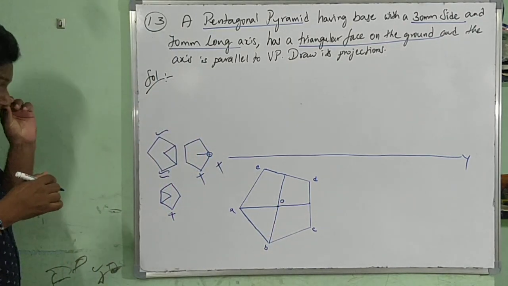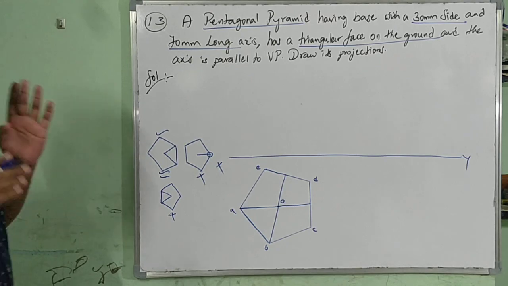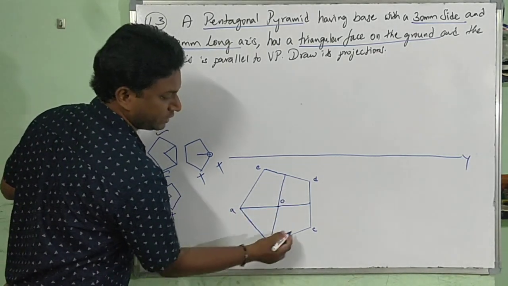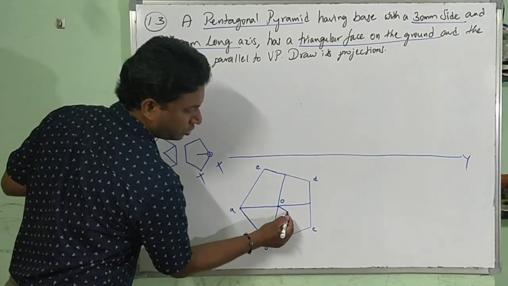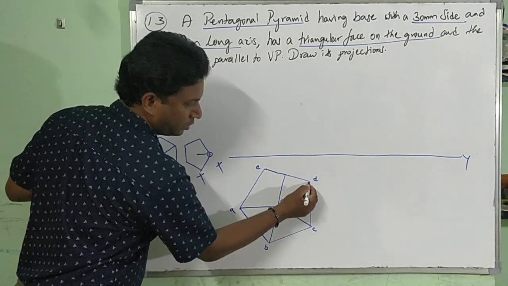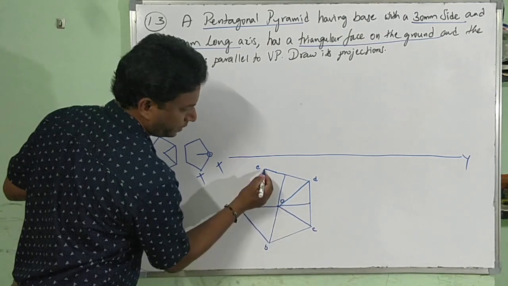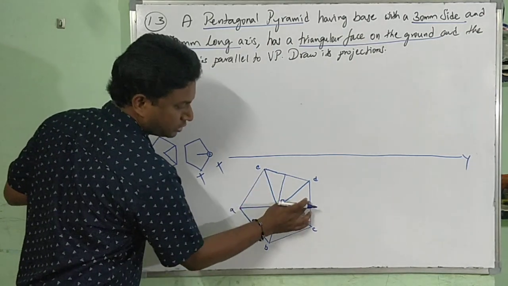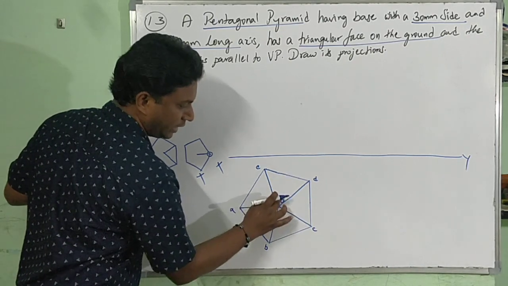But in actual, slant edges will come from the corner. From A to O, I have plotted B to O with these two lines. Now from C to O, now D to O, E to O. Once it is done, you are supposed to erase these light lines.